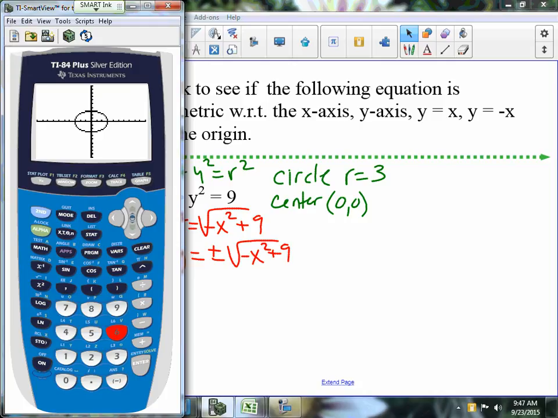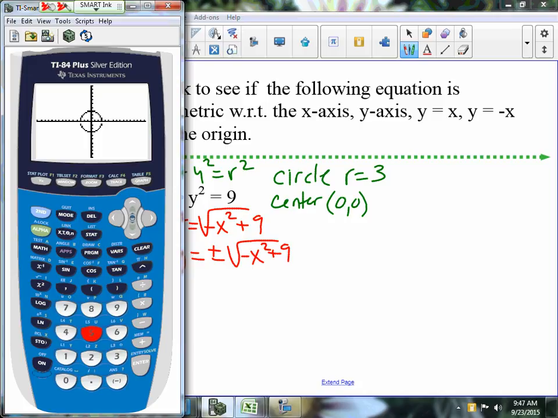But that's because your screen is longer than it is tall. So if you want to make things look square, do zoom number 5, and it will actually look like a circle. Okay, so just gut check here. Do you think it has those symmetries? X, Y axis, y equals negative x, and the origin?